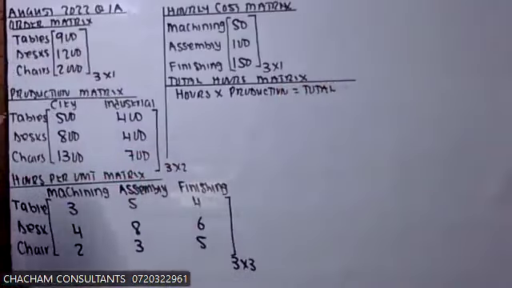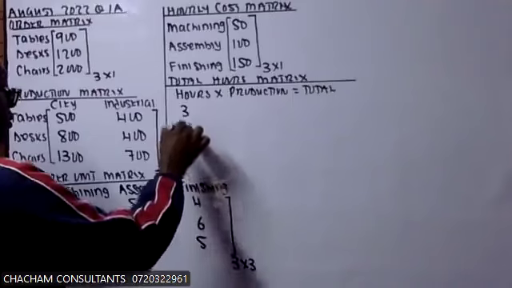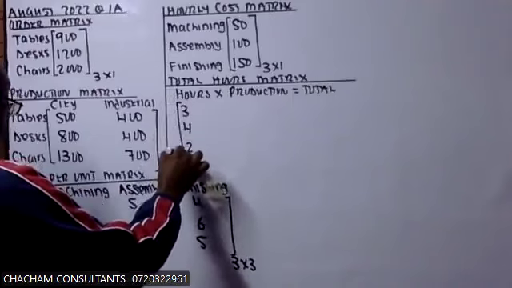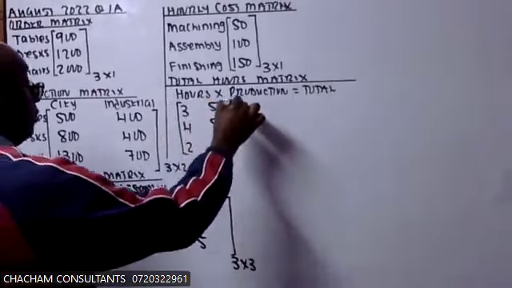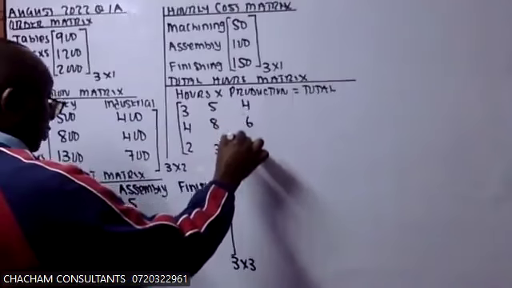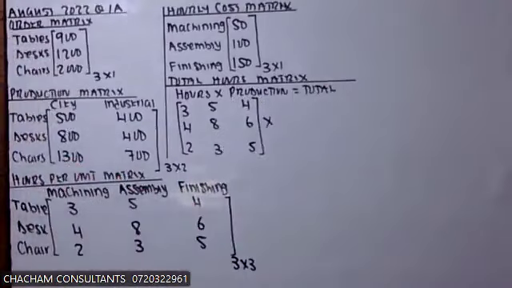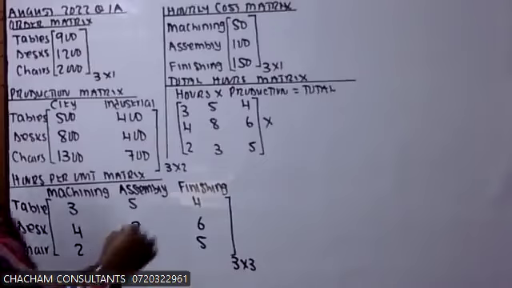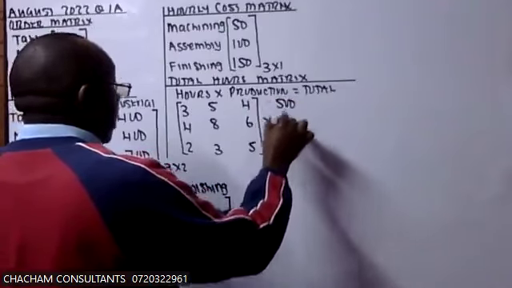So this one, this is 3, 4, 2, 5, 8, 3, 4, 6, 5. Then I multiply by the production, which is 500, 800.